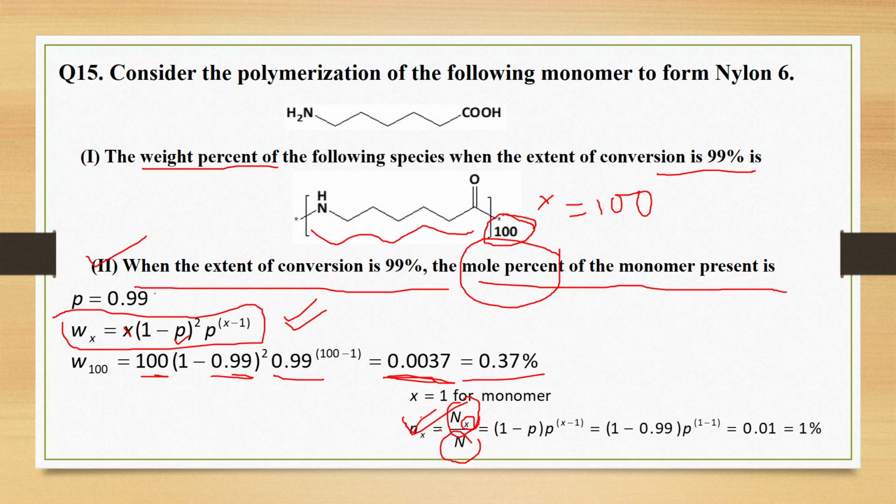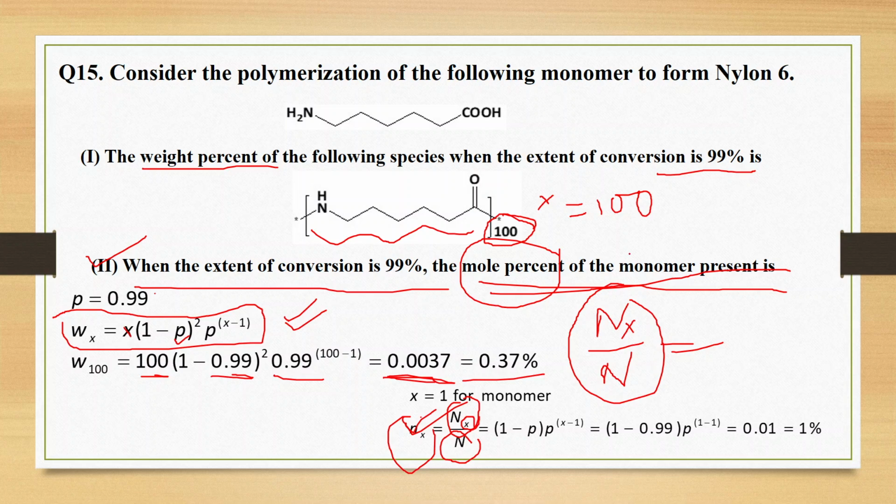So the mole percent will be Nx divided by N. Nx is the number of molecules that are X-mers, and N is the total number of molecules present at a particular time. So this will be the mole fraction or mole percent, which is equal to (1 minus p) times p to the power x minus 1.